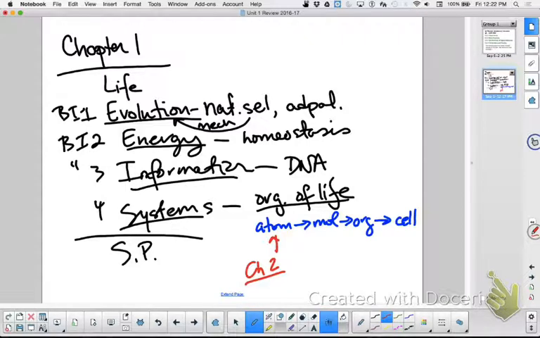Octet rule: get its outermost energy level to 8, or get it full. Okay? And that's why atoms interact with others. And we could predict how many bonds they would make, right? Based on how many valence electrons it has.